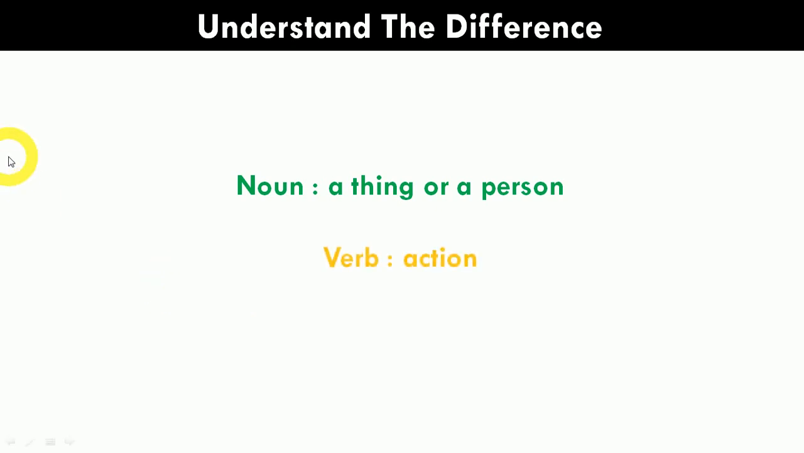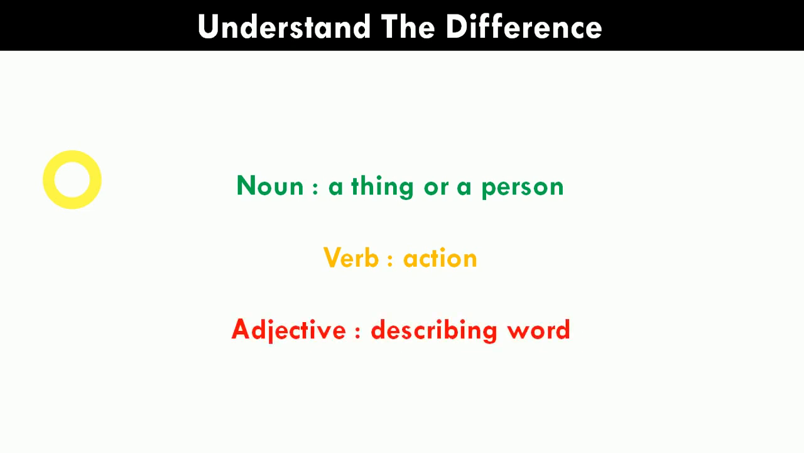Okay, so before we go for sentence formation, we need to understand the difference among noun, verb, adverb, adjective and noun phrase and all these things, right? So let us understand the difference. A noun is nothing but a thing or a person. A verb is nothing but an action. So if I say I am playing, playing is an action, so a verb is an action.